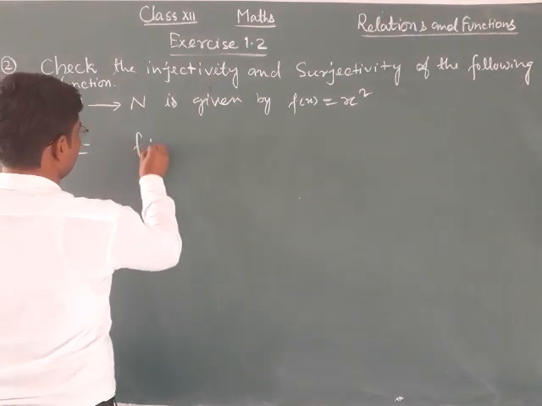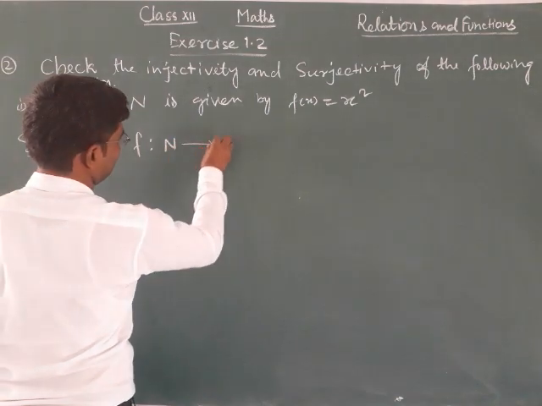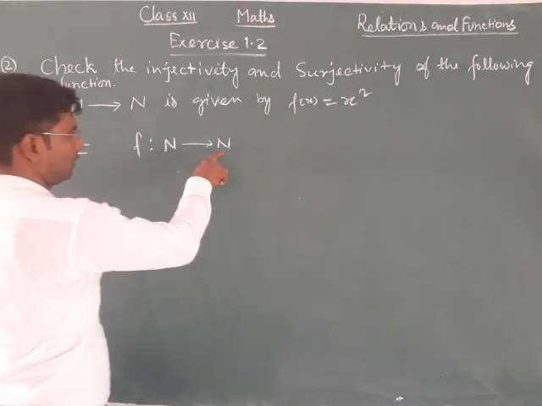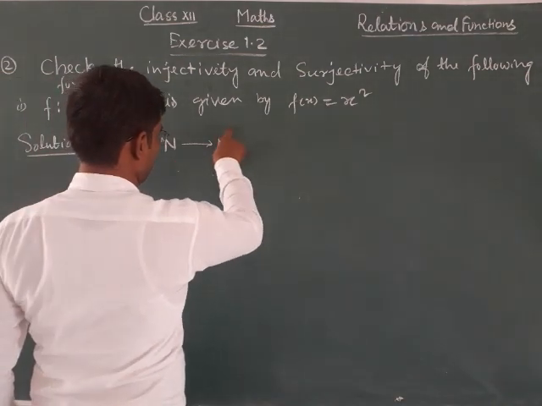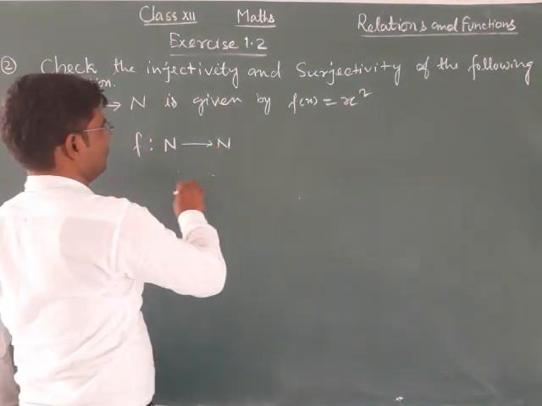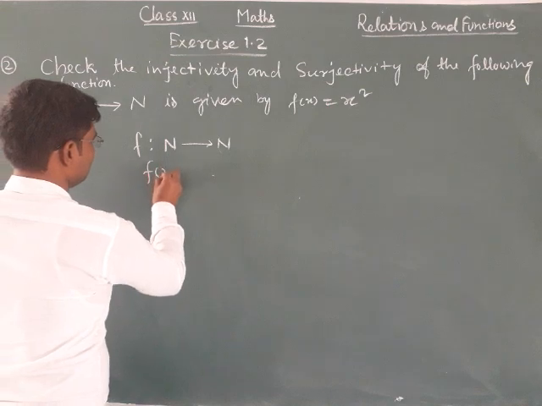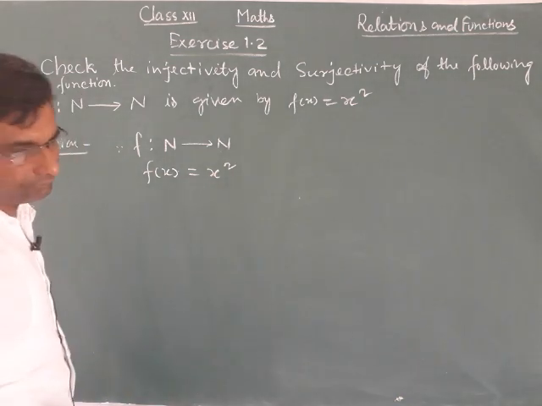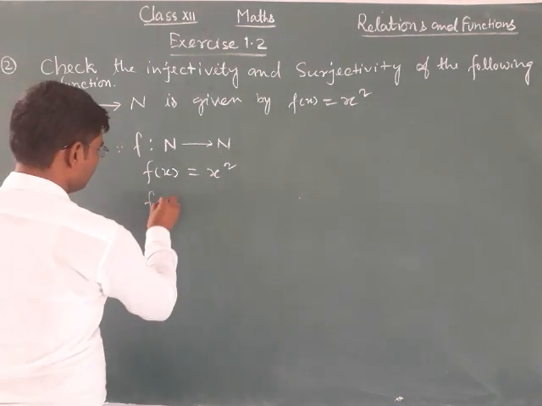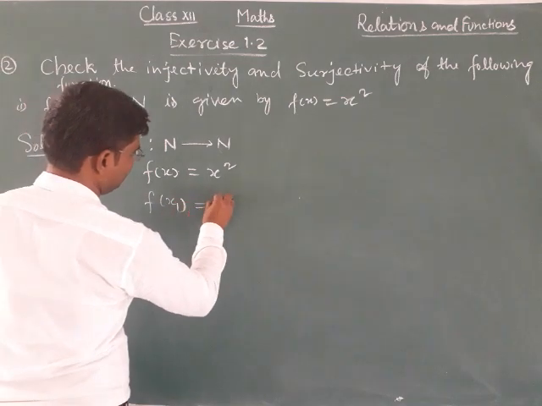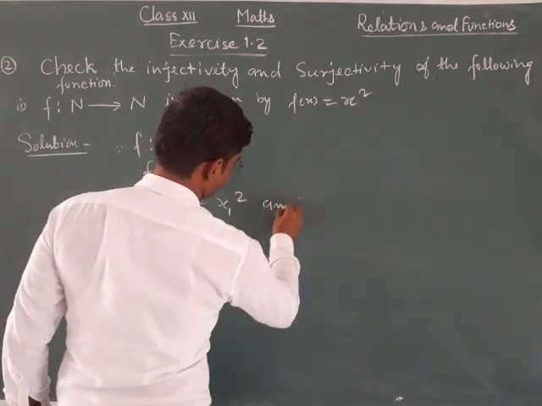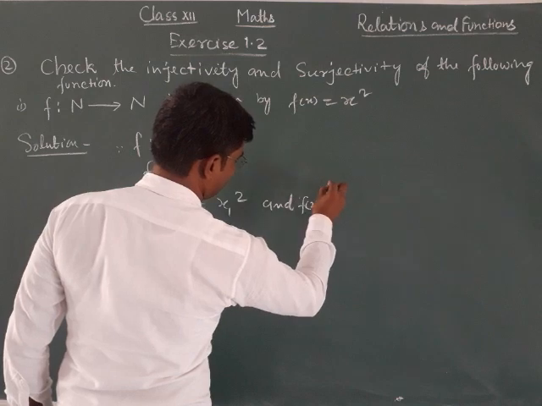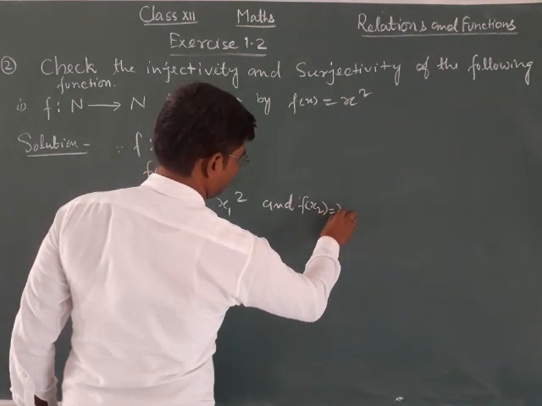Given function f from N to N, natural to natural, so the domain is natural and also the codomain is natural. Given function f(x) is equal to x square. Now f(x1) is equal to x1 square and f(x2) is equal to x2 square.